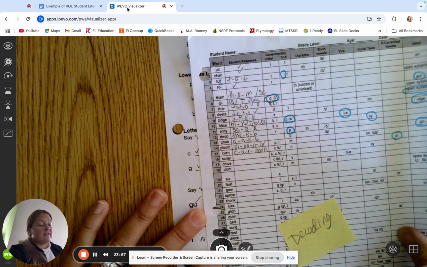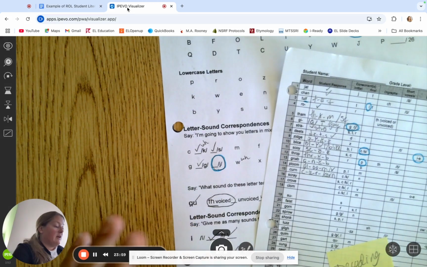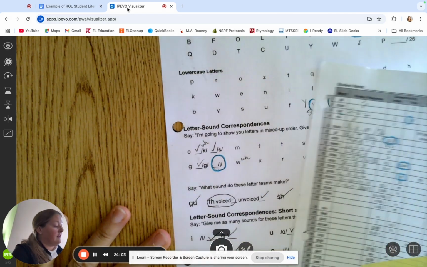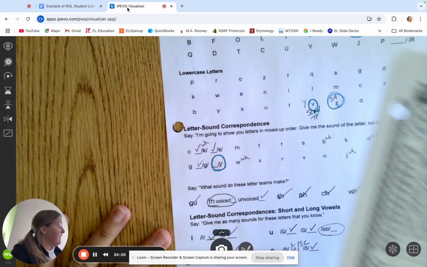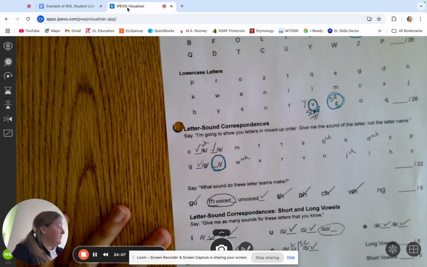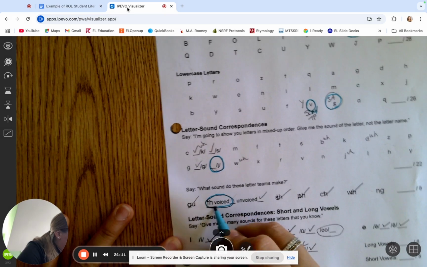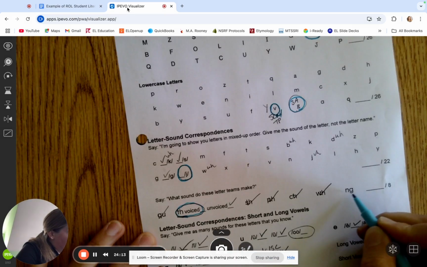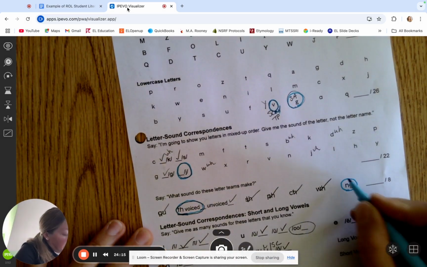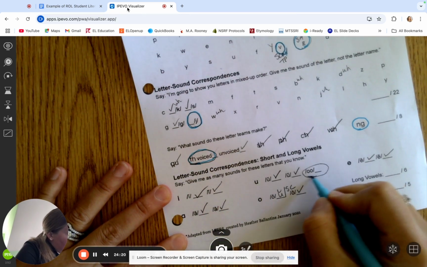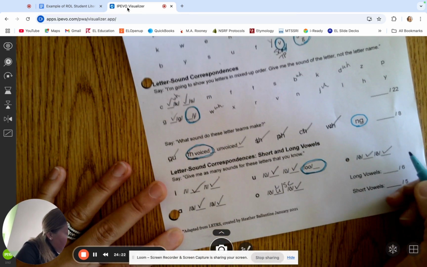This is what we want. This is how you know you have good assessments, when you're starting to see patterns and consistency, and you're starting to see things show up on more than one thing. That shows you the student really needs it. Does not know the voice sound of TH. Did not know the N sound, and did not know the oo sound.